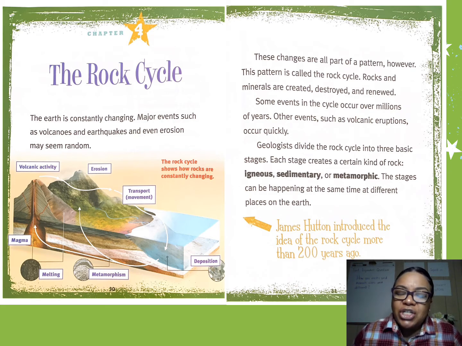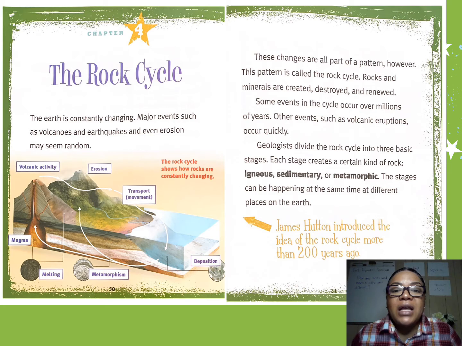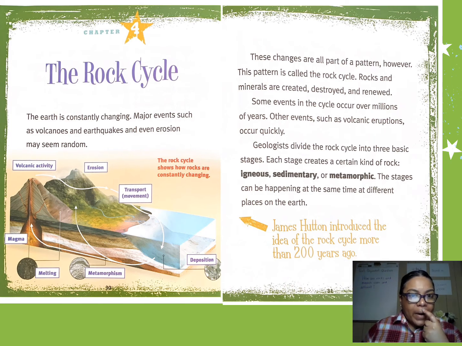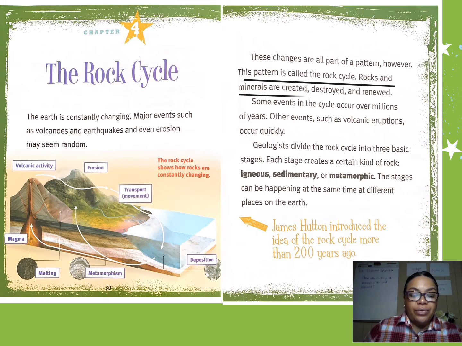The Earth is constantly changing. Major events such as volcanoes and earthquakes and even erosion may seem random. These changes are all part of a pattern, however. The pattern is called the rock cycle. Rocks and minerals are created, destroyed, and renewed. Okay, I think I reread enough evidence to answer my question. Right, so the rock cycle is the pattern of rocks and minerals being created, destroyed, and renewed.